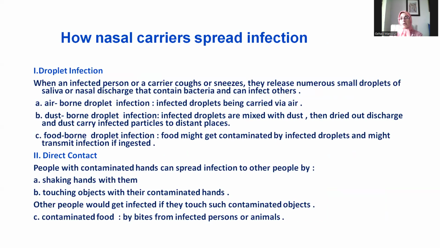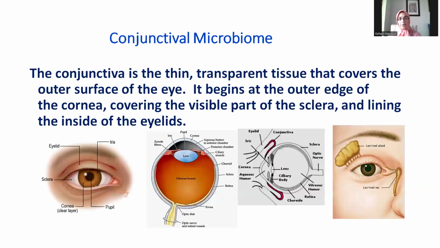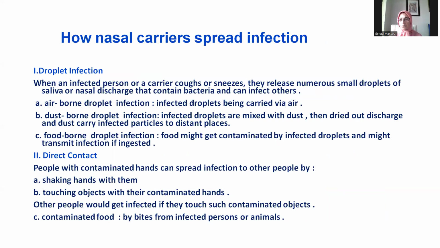How do nasal carriers spread infection? There are two essential ways how nasal carriers spread infection. The first way is droplet infection, and the second way is direct contact. Droplet infection. What is droplet infection? Droplet infection is a way of spreading infection when the person sneezes or coughs and droplets of nasal discharge or droplets of saliva are released into air and can be inhaled by other persons.